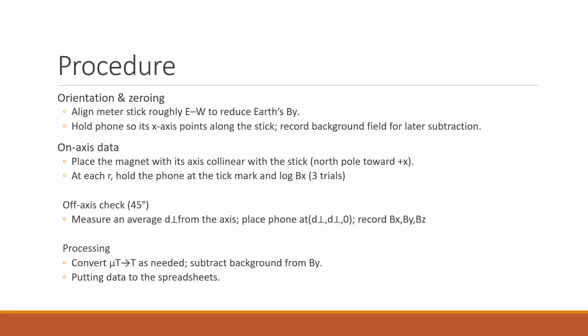For the procedure, orientation and zeroing: we align the meter stick roughly east and west to reduce Earth's magnetic field. We hold the phone so its axis points along the stick and record the background field for later subtraction. On axis, for each R, we hold the phone at the tick mark and log Bx for 3 trials.